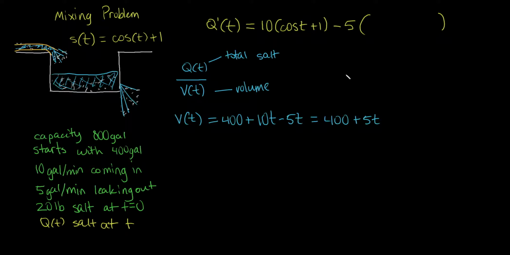Now, we can write this as Q of t, if we go back to our differential equation here, minus 5 times Q of t divided by V of t, which we know is 400 plus 5t. Now that we have this, we're actually done writing our differential equation. This is what we're going to be working to solve. So let's get solving it.